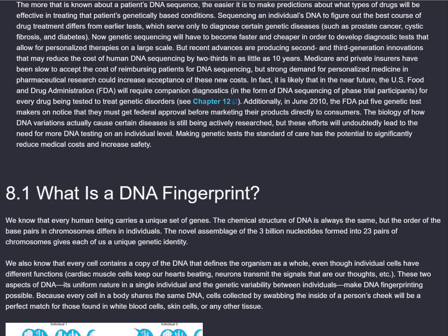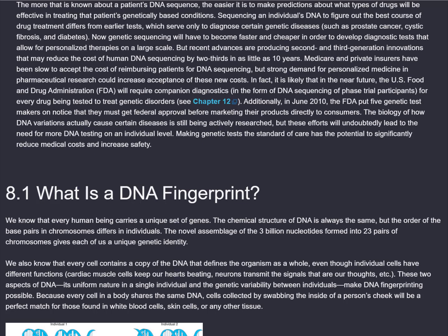Now genetic sequencing will have to become faster and cheaper in order to develop diagnostic tests that allow for personalized therapies on a large scale. But recent advances are producing second and third generation innovations that may reduce the cost of human DNA sequencing by 2/3 in as little as 10 years.